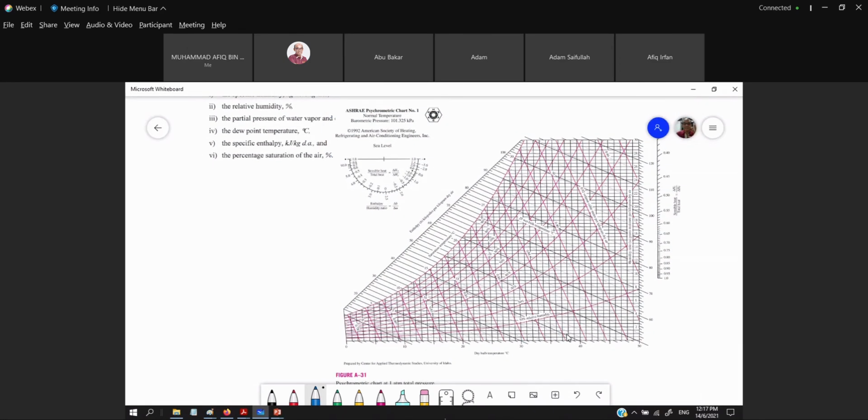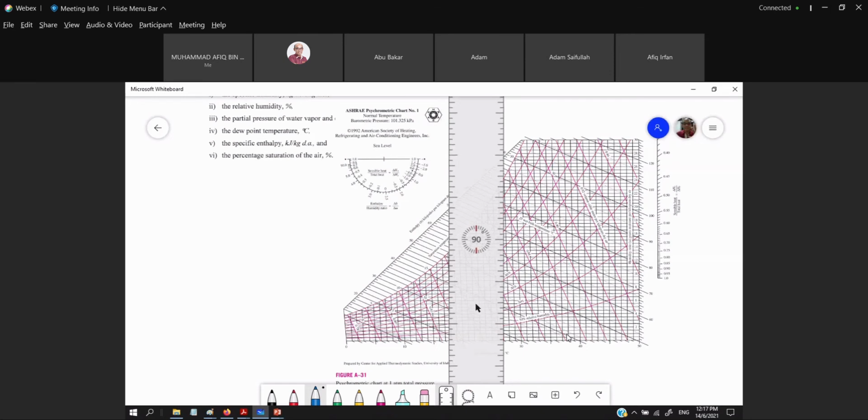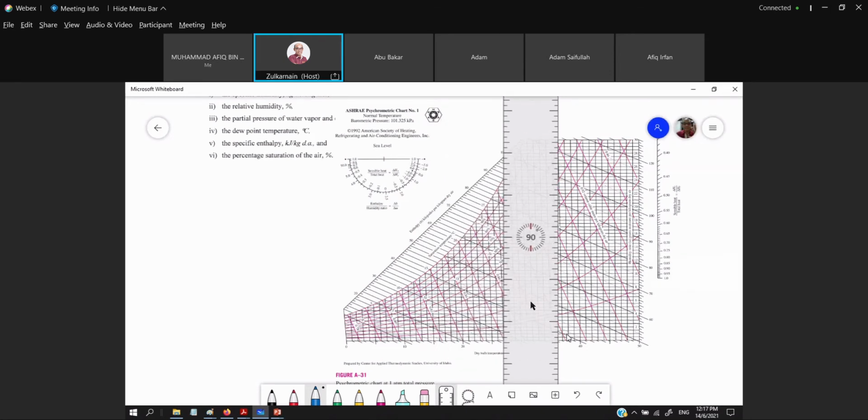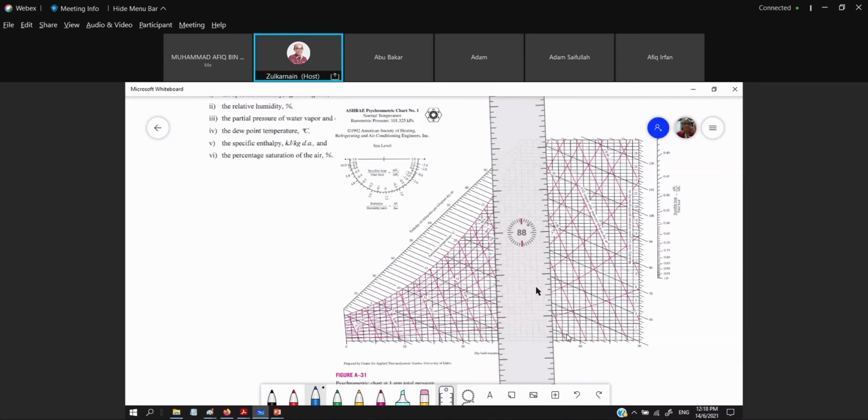Okay, let me put the ruler. Still the same thing, so I need to adjust a bit. Okay, all right. It's not 90 degrees, but about 88 degrees. So based on this, I need to put it at 25 degrees C. So this is our 25 degrees C.